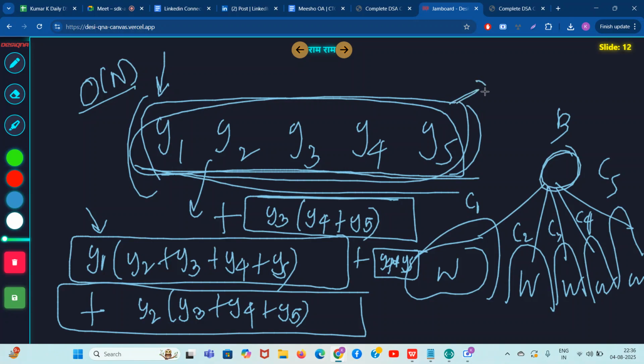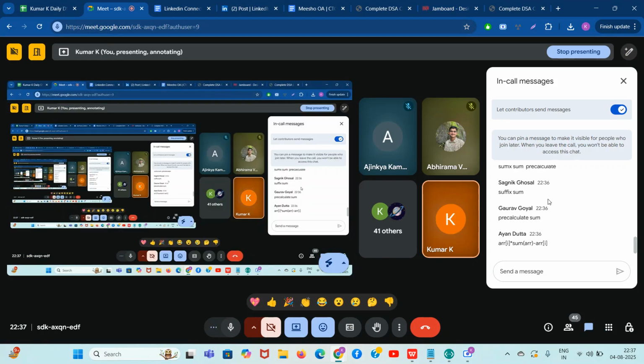Just store the sum of the whole array in total. Don't overthink. What was the first number? y1. So y1 into total minus y1. Total minus y1 is nothing but the sum of the rest of the numbers, right? When you come to y2, you can maintain the sum of the first two numbers. So y1 plus y2 multiplied by total minus y1 plus y2. It's done, even newborn babies can do this. Anyways guys, it's clear.